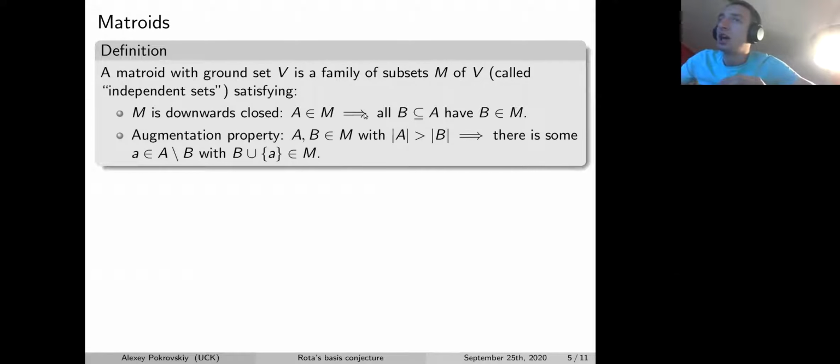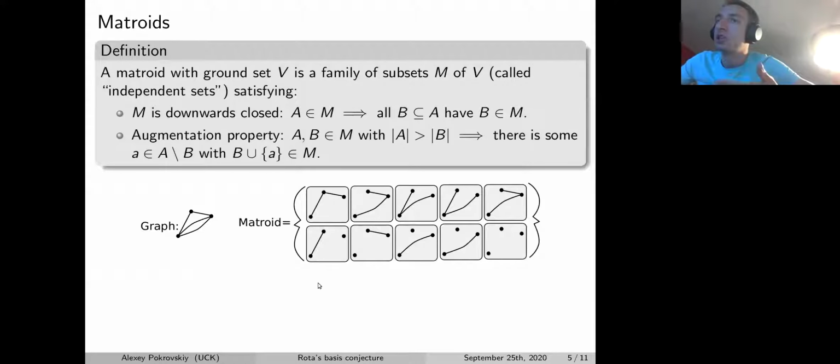One is that you're downwards closed, so a subset of an independent set is still independent. And the most important property is the augmentation property, which is that if you have 2 independent sets of different sizes, you can move an element from the bigger set to the smaller set. This is, for example, a property which independent sets in a vector space have.